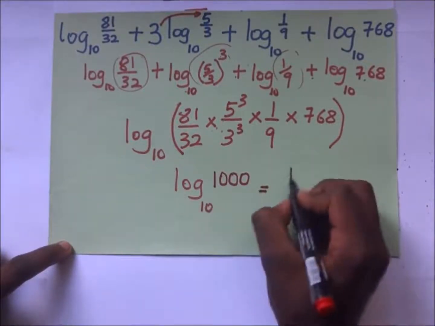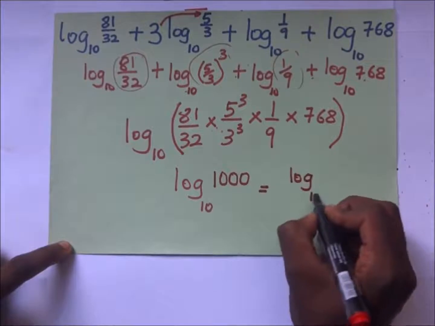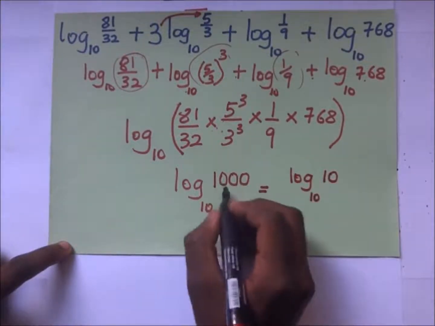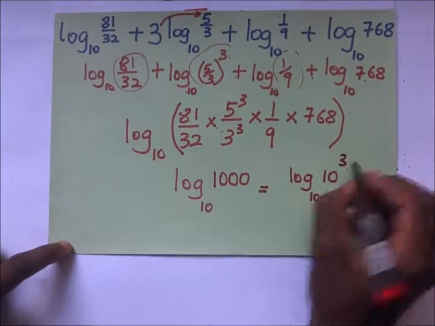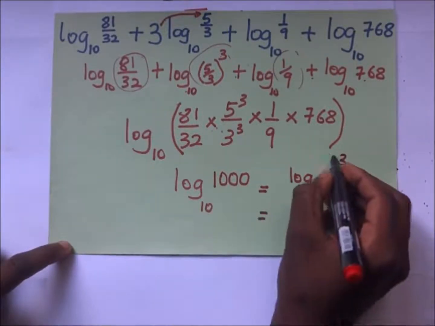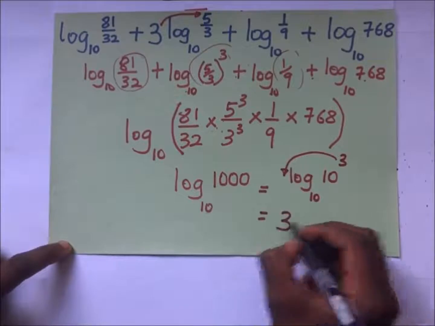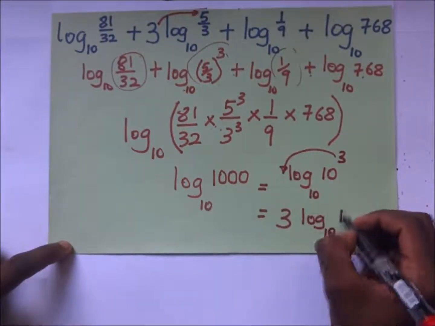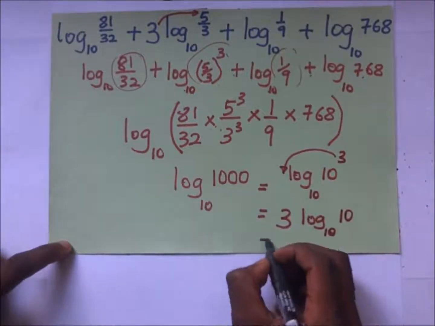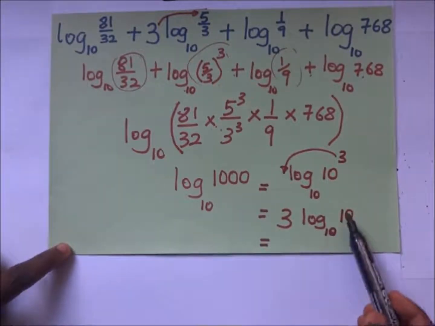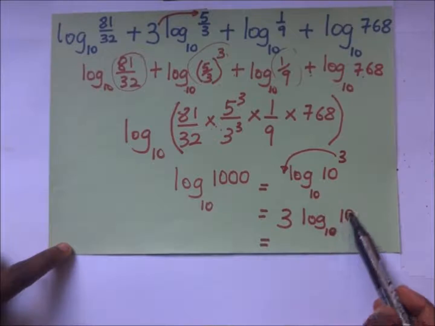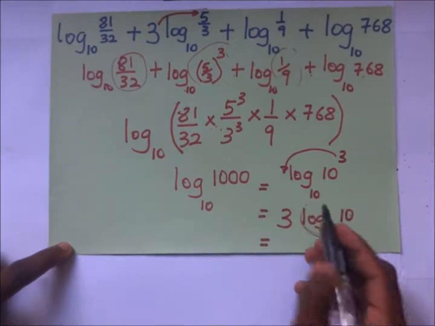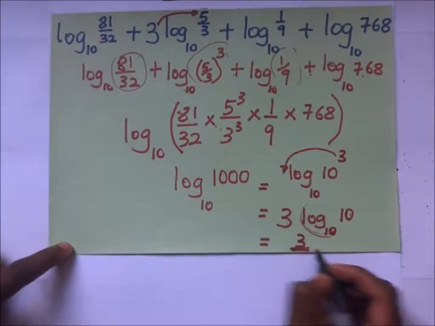Now this is the same as log to the base 10 of 10 to the power 3, because 10 to the power 3 is 1000. We are simplifying it further, and so when this 3 gets down here, it becomes 3 log 10 base 10. And any number, when it has the same number and the same base, this is equal to 1. So it's going to be 3 times 1, and the answer here is 3.